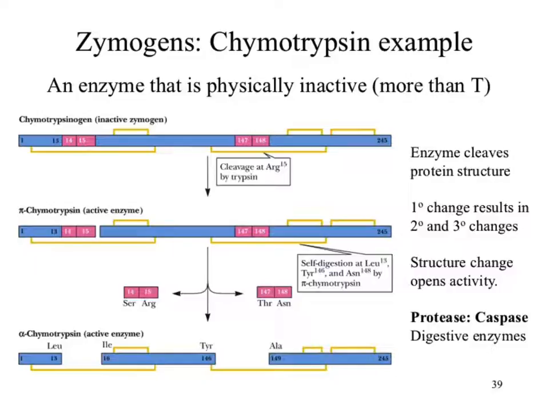So what has to happen? Well, something has to come through and make it active. How does it get made active? Something comes through. We take a look at our chymotrypsinogen. It becomes pi-chymotrypsin. What changed? They don't show that really nicely in that picture, do they? Oh, yeah, they do. I just didn't see it. What happened?